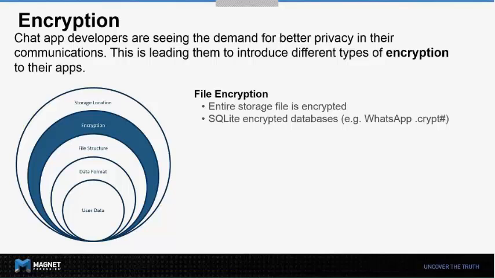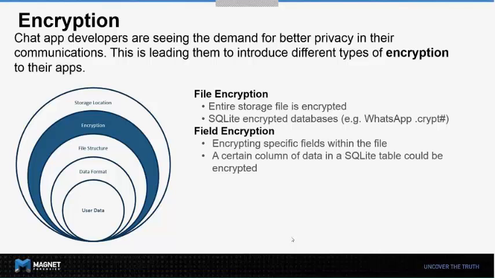File encryption is around data at rest, and when I say data at rest, this ensures that any data that's being stored to the device is encrypted. And you see this in applications such as WhatsApp that have crypt 1, 2, 3, 4, 5, 6, 7, 8 now, different types of encrypted databases. And this is mainly done to stop people from being able to access your messages.